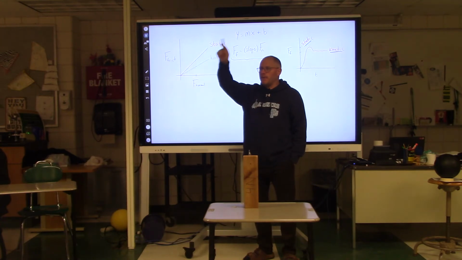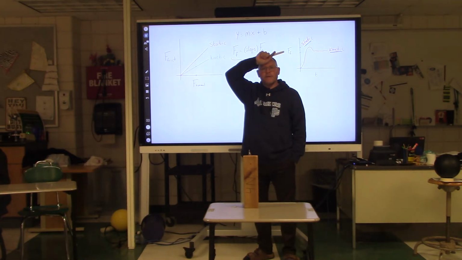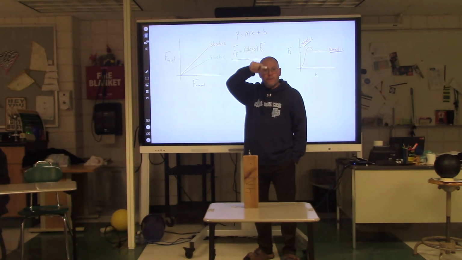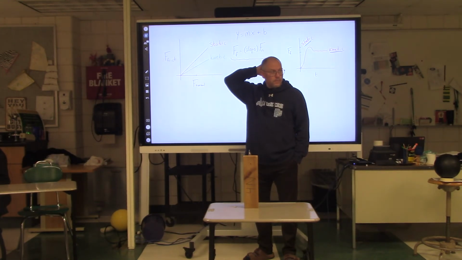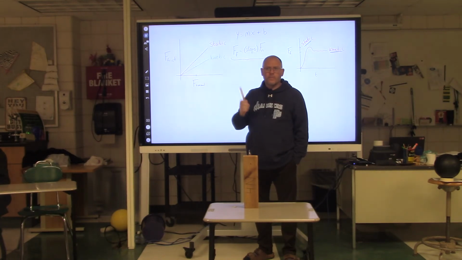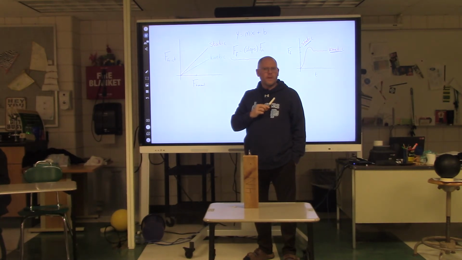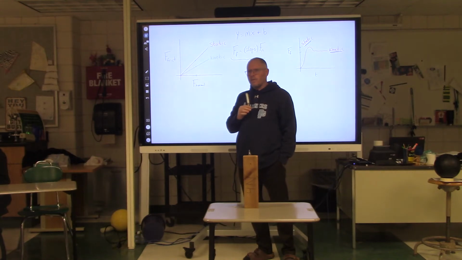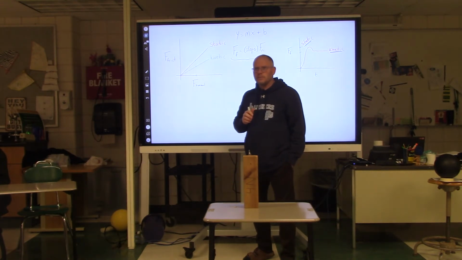Who was at the second table? What'd you guys get for your static friction? 0.34. 0.34, and who was in the back tables? We got point... I don't remember what it was either. Point three, it was a 0.31, right? Or no? I took a picture of it. I didn't write it down.